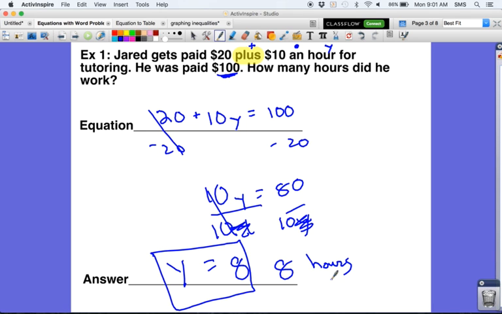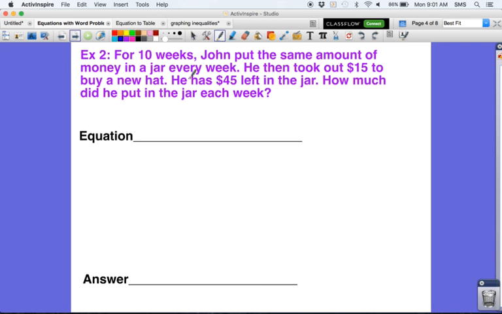Okay, let's look at another one. For 10 weeks, John put the same amount of money in a jar every week. He then took out $15 to buy a new hat. He has $45 left in the jar. How much did he put in the jar each week?